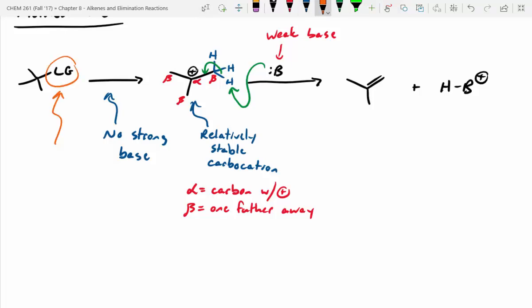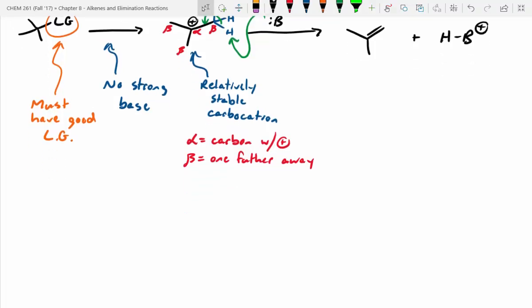We said before that we must have a good leaving group in order for this to happen. And why must we have a good leaving group? What's the rate limiting step? Yeah, breaking that bond between that carbon and leaving group. So we want to have a good leaving group to favor it falling off and giving you that carbocation. This looks a heck of a lot like an SN1 reaction. So again, this is going to be a first order reaction.